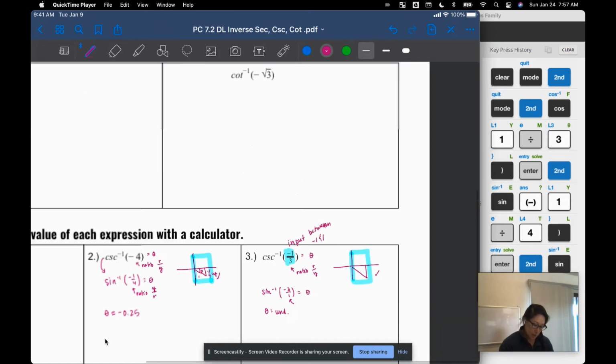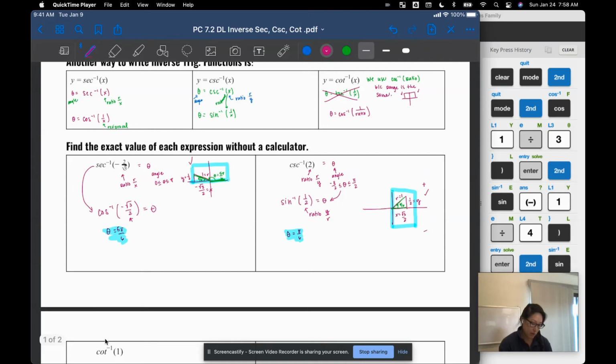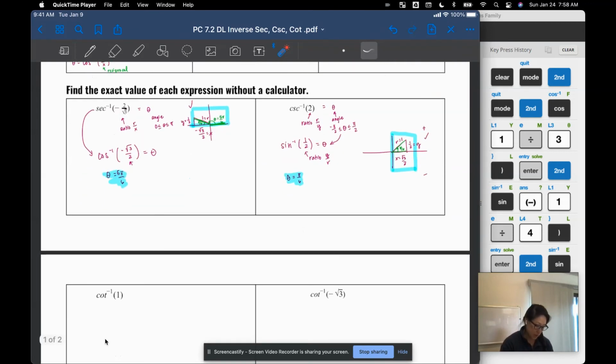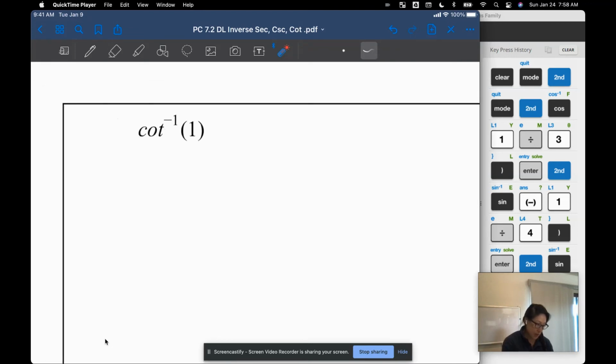Okay. All right, let's go back and look at how we solve cotangent. We're going to find the exact value of each expression without a calculator. So I have cotangent inverse of 1. This is where we have to set up our triangle and stuff. I always remember to label the ratios. The ratio of cotangent is y.